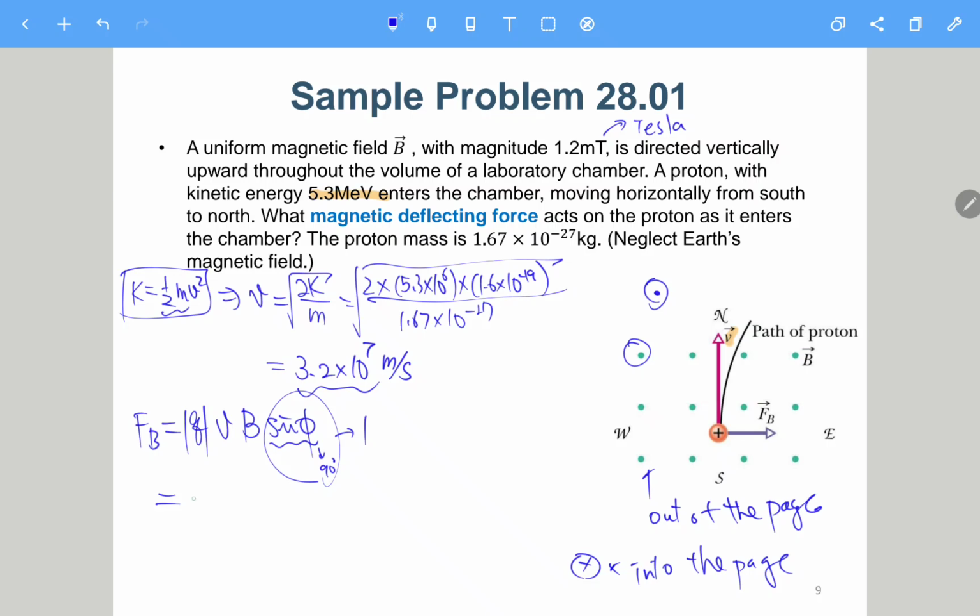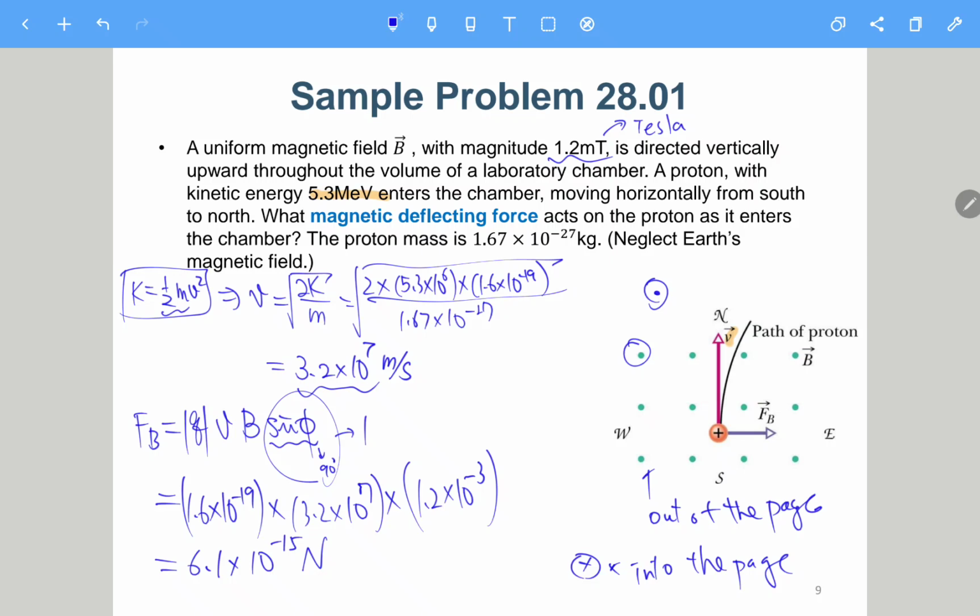q is positive e, which is 1.6 times 10 to the minus 19, times v, which is 3.2 times 10 to the 7th power, times B, which is 1.2 times 10 to the minus 3rd power Tesla. So this is 6.1 times 10 to the minus 15 Newton. This is the force.